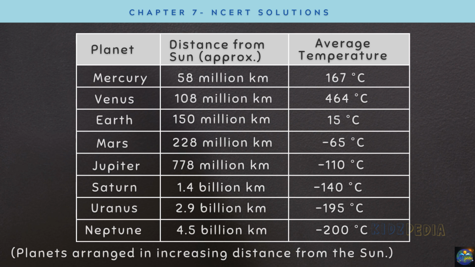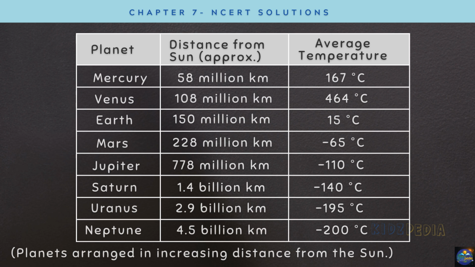It is about 58 million kilometers far away from the Sun and its average temperature is 167 degrees Celsius. Next is Venus, which is 108 million kilometers away from the Sun and the average temperature is 464 degrees Celsius. Then comes Earth, which is 150 million kilometers away from the Sun and the average temperature is 15 degrees Celsius.